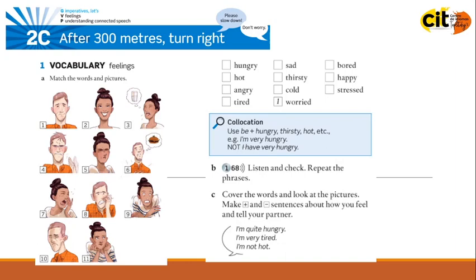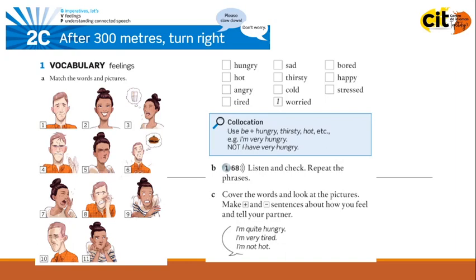So remember that to express feelings we use be, the verb to be. For example, I am very hungry. We do not say, for example, I have very hungry, okay? So to express feelings, we use the verb to be. So when you finish that, you have to listen and check the activity. And then you have to repeat the phrases, okay?